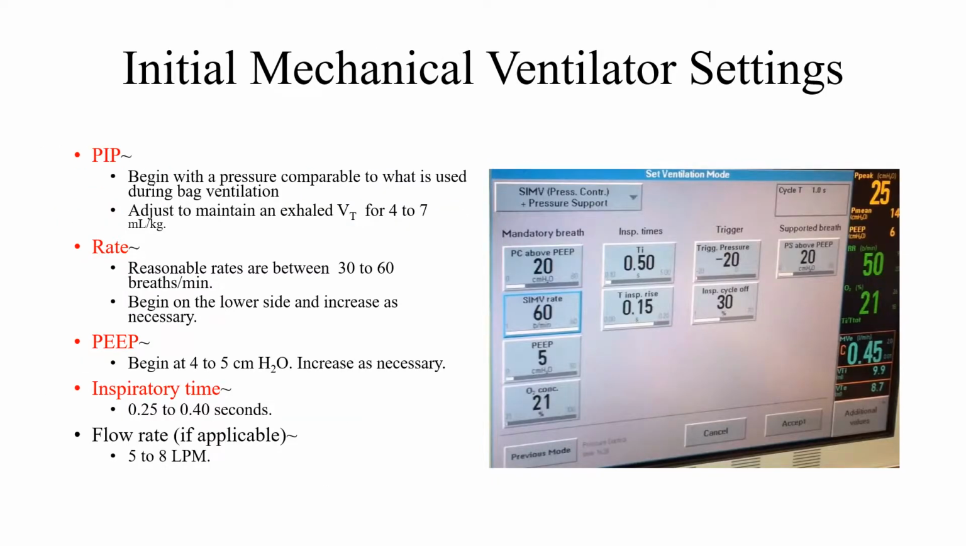Our initial ventilator settings for a neonate, typically remember we want to keep low pressures while maximizing ventilation. So our PIP, we want to begin with a pressure comparable to what we used if we were bagging the baby. So if this was shortly after birth, whatever pressure we were bagging the baby with, which is typically 20 to 25, that would be our beginning pressure. And then we're going to adjust our PIP to maintain that tidal volume of 4 to 7 milliliters per kilogram.